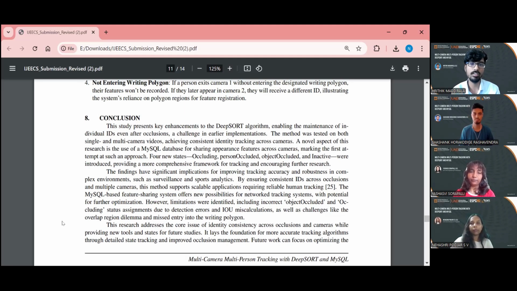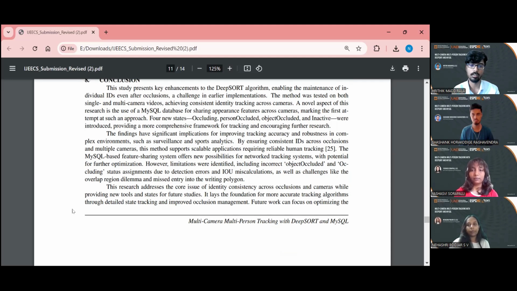In conclusion, this study presents significant enhancements to the DeepSORT algorithm by successfully maintaining the IDs of multiple individuals on camera even after occlusions, which was not feasible in prior implementations, and by creating a detailed track state at every frame and introducing these new states. The research lays the groundwork for more accurate and comprehensive tracking algorithms. This work represents a meaningful step forward in the field of multi-object tracking, offering practical solutions and opening the door to new research opportunities. Thank you.